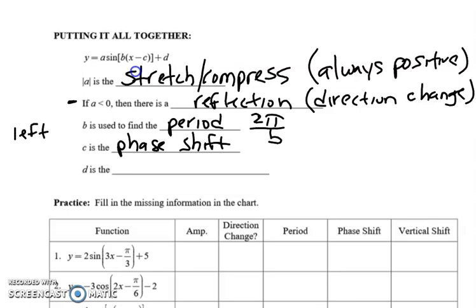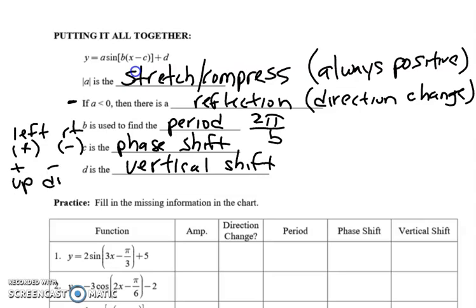Left would be minus. No, I'm sorry, it's plus. Going left, it's plus. Going right, it's minus. And D is your vertical shift. So you see plus going up, minus going down.